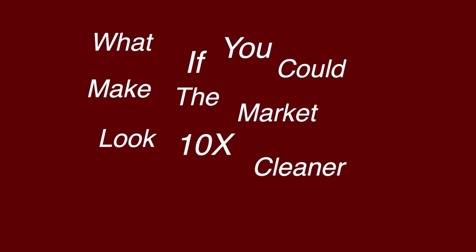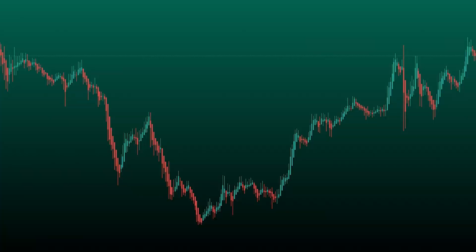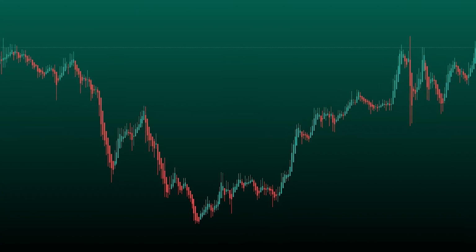Heikin Ashi. What if you could make the market look 10 times cleaner and easier to read? Unlike normal candlesticks, Heikin Ashi uses averaged price data, which smooths out the chart and removes noise. This makes trend much cleaner and easier to read.